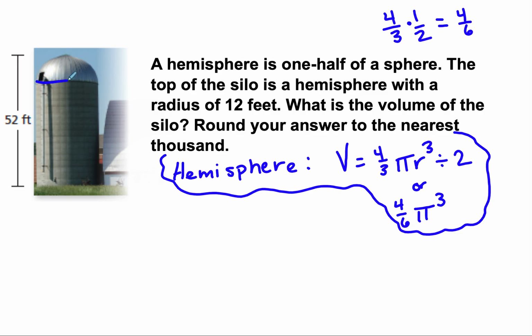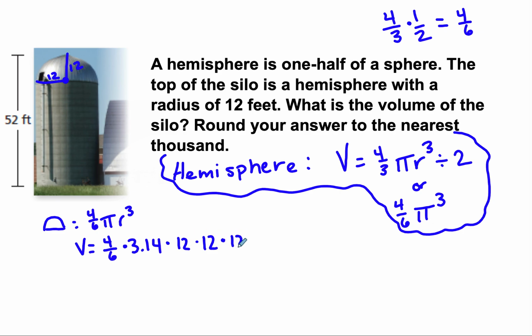They tell us the radius is 12 feet. And then I know that means this part is also going to be 12 feet because that's the radius. Okay. So for my hemisphere, it just kind of looks like a semicircle there, but that's all right. For the hemisphere, I'm doing 4/6 pi r cubed. So I'm going to do volume equals 4/6 times 3.14 times 12 times 12 times 12.